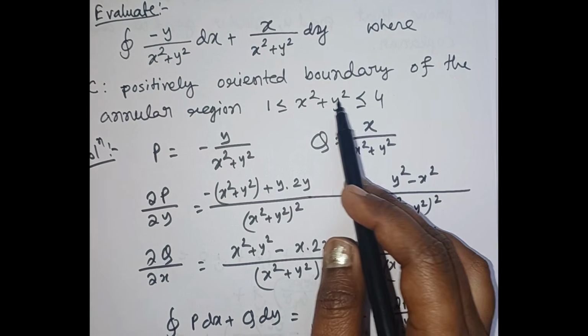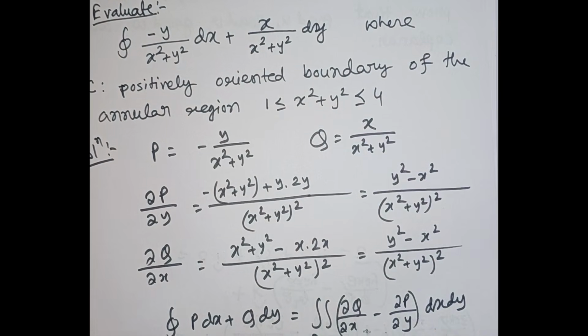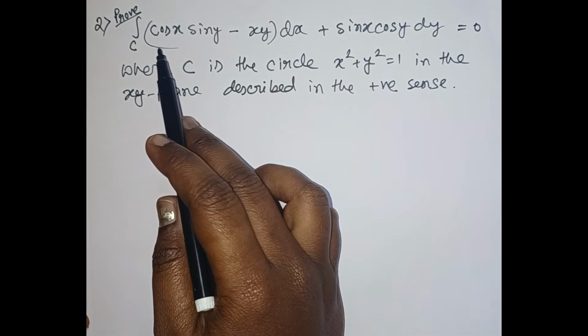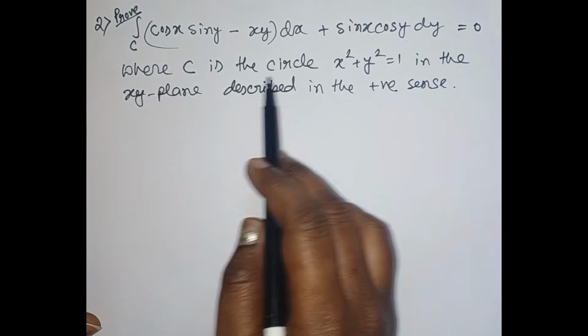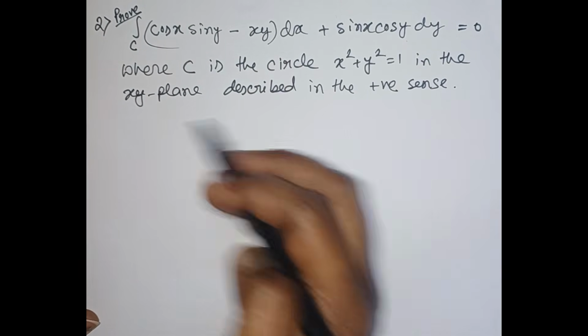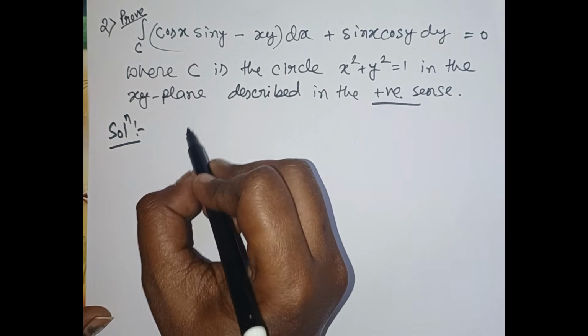Now you can see that we do not need to draw the region. So Green's theorem is very useful to solve this type of question. Next question is, we have to prove that this line integration equals 0, where C is the circle x square plus y square equals 1 in the xy plane described in the positive sense.